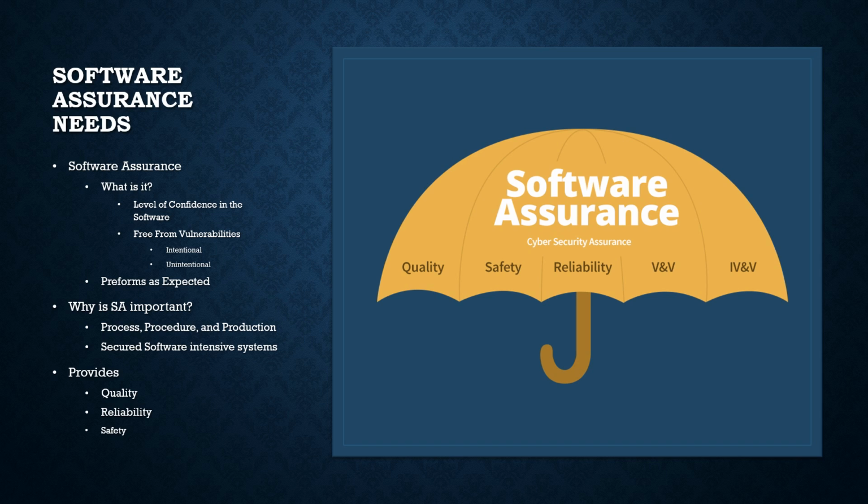This is important because of the processes, the procedure, and the production that the company needs to do and to be able to perform. We also have to make sure that the software intensive systems are secured at all times. And we can do this with software assurance because it provides us quality, reliability, and safety.